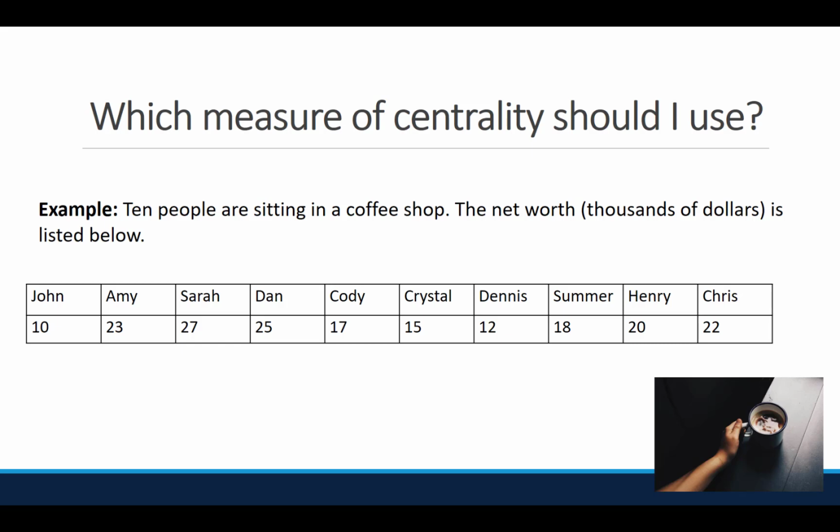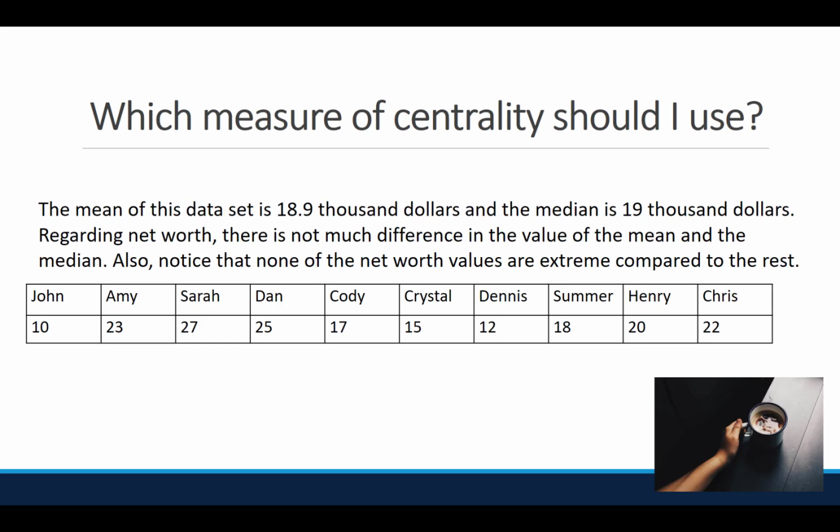For example, suppose that 10 people are sitting in a coffee shop. The net worth in thousands of dollars is listed below. The mean of this data set is $18.9 thousand and the median is $19,000. Regarding net worth, there is not much difference in the value of the mean and the median. Also notice that none of the net worth values are extreme compared to the rest.